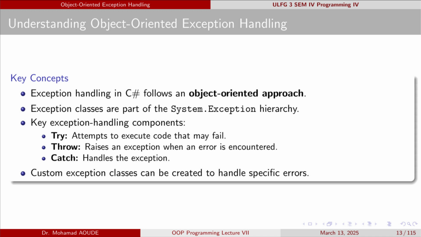C# treats exceptions as objects, and exception handling is fully object-oriented. All exceptions inherit from the System.Exception class. You can even define your own custom exception classes to handle domain-specific errors in a structured way.